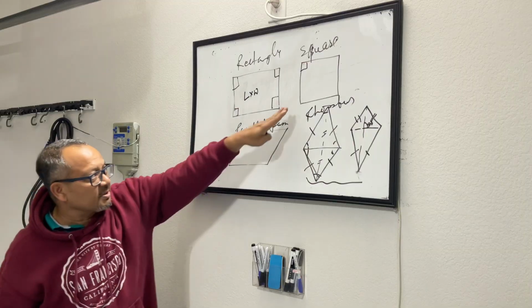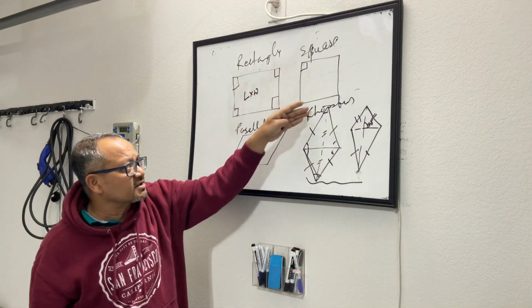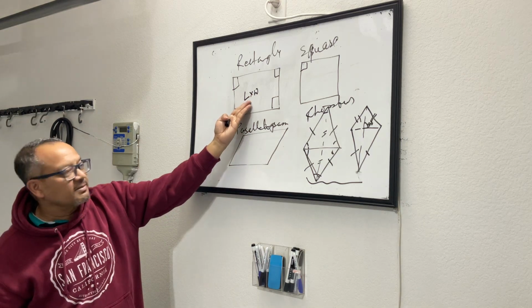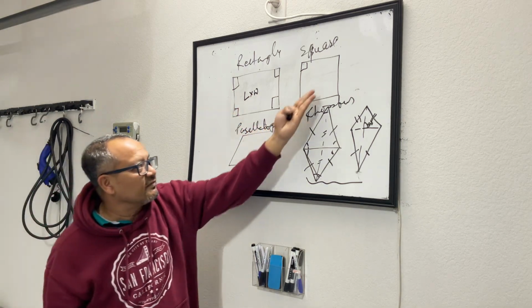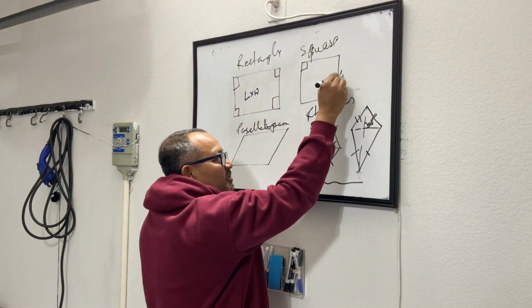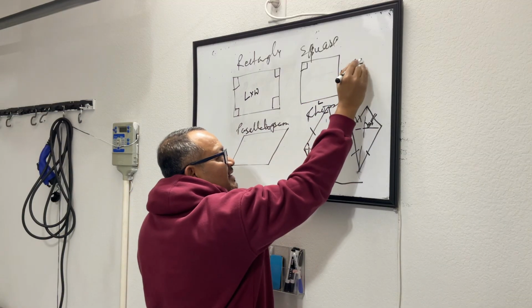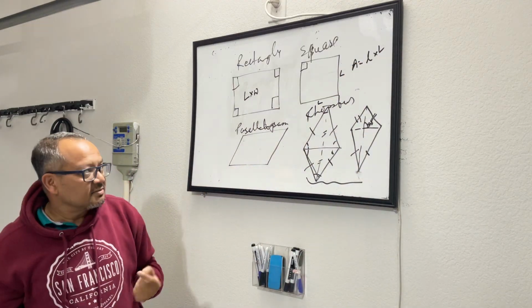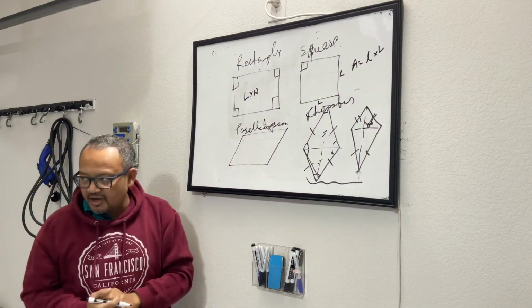Now if I'm talking about the perimeter of this one, all the sides are the same, so 4 times the length. That will be the perimeter. Area, again I'll use the same formula, length times width. My length and width are the same, so if I'm calling this a length, this will also be length. So the area is length times width, both the same, so length square.